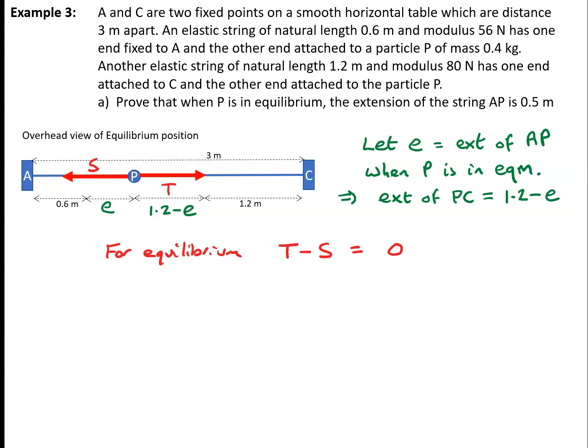Whereas T is going to be the modulus, which is 80, times by the extension, which is 1.2 minus e, divided by the natural length, which is 1.2. So we've got T must equal S, which gives me 56e over 0.6 equals 80 times (1.2 minus e) over 1.2.